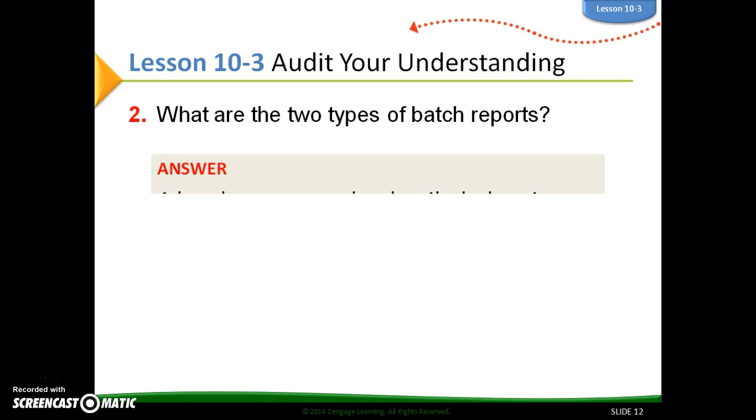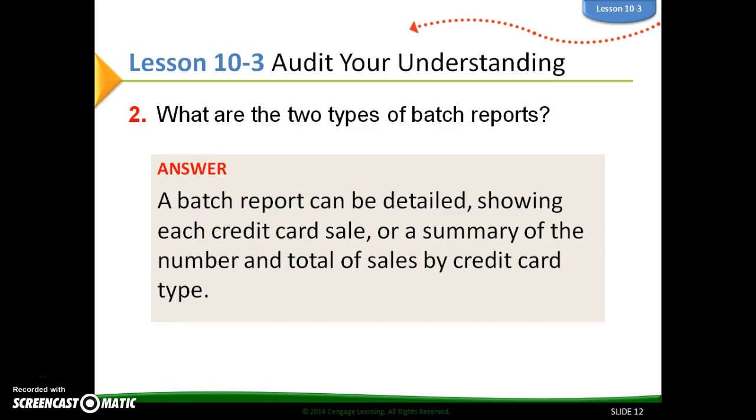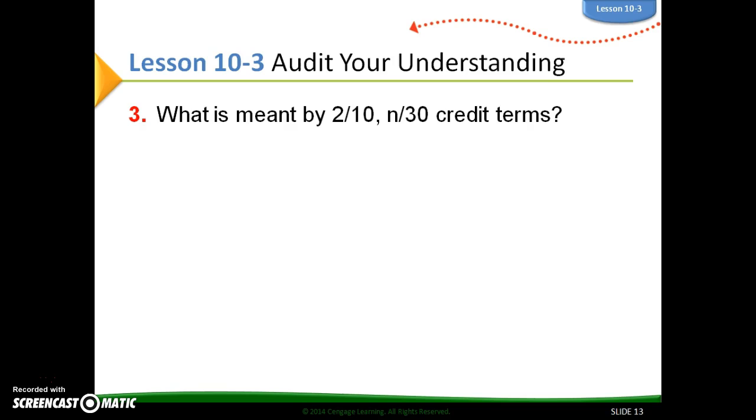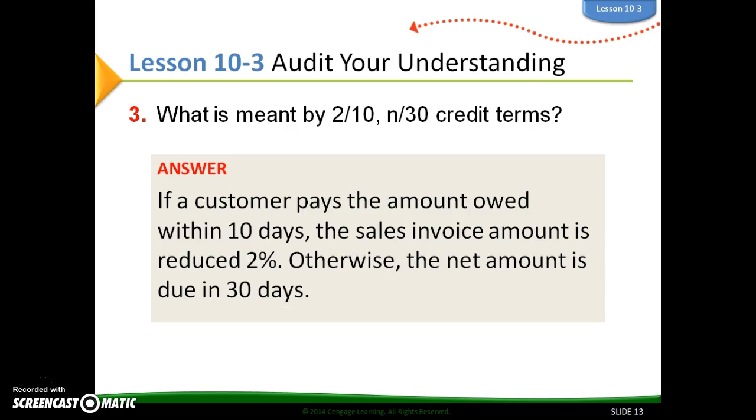The two types of batch reports can be either really detailed, showing all the credit card information and sales information, or they can be just the summary showing just the totals. All right, what would be meant by credit terms that are 2/10, n/30? This means if we pay within 10 days, we get a 2% discount. If we don't, then net, or the entire invoice amount, is due within 30 days. Okay, so if we pay within 10 days, we get to reduce by 2%, otherwise net due in 30 days.